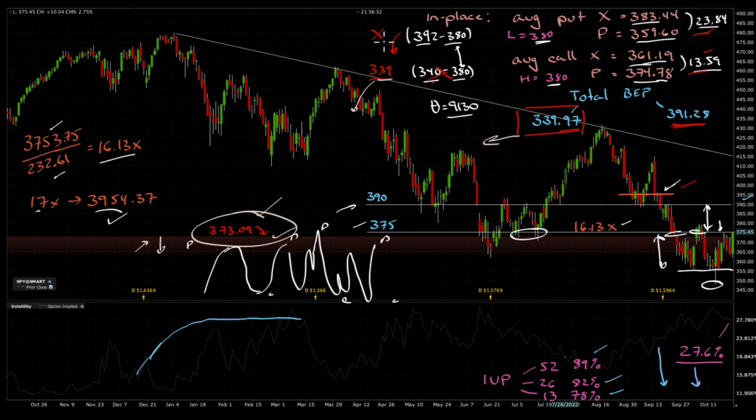Anything above 392, the higher we go above 392, the worse it becomes for me. However, I do have significant long positions. And if the market is going to break up above 3,950, my long positions would come along with the ride for me. So it would just reduce my upside volatility.